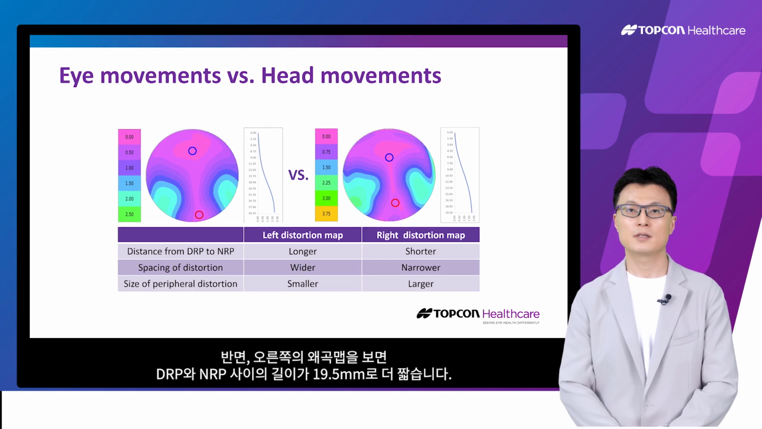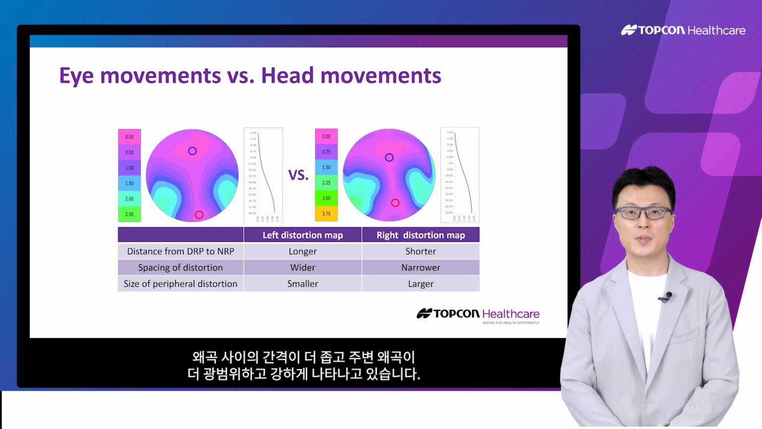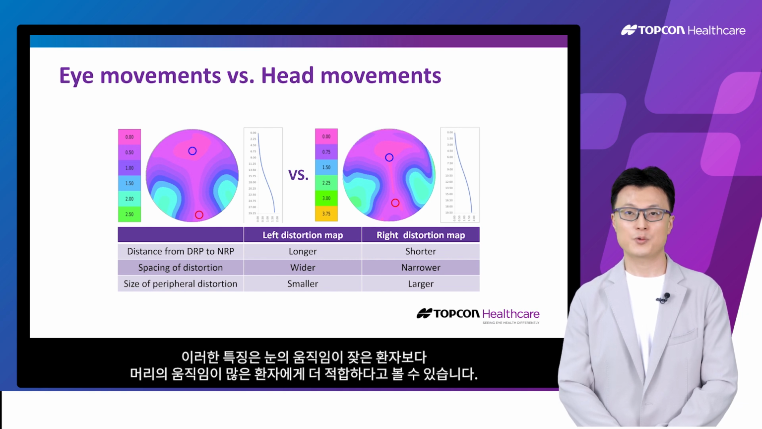On the other hand, if you look at the distortion map on the right, you will notice that the length between DRP and NRP is shorter at 19.5 mm. The spacing between distortions is narrower, and peripheral distortion is more widespread and stronger. This characteristic is better suited for patients who have more head movements rather than frequent eye movements.